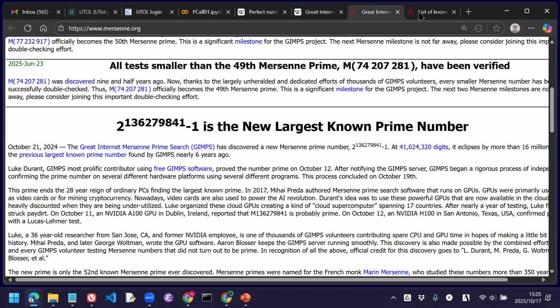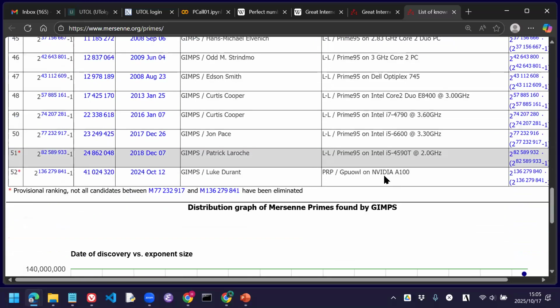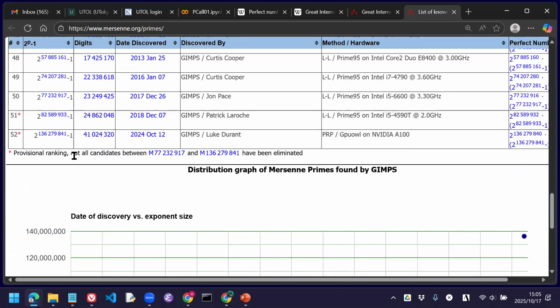You can look here to see all the efforts that people have made. And the 52nd was found several months ago.